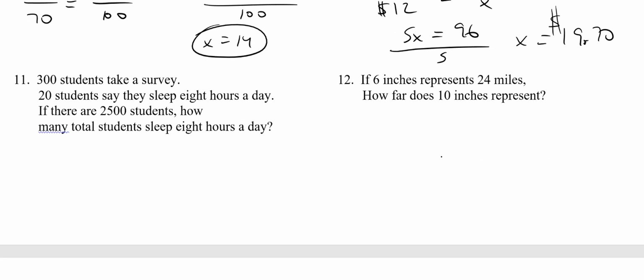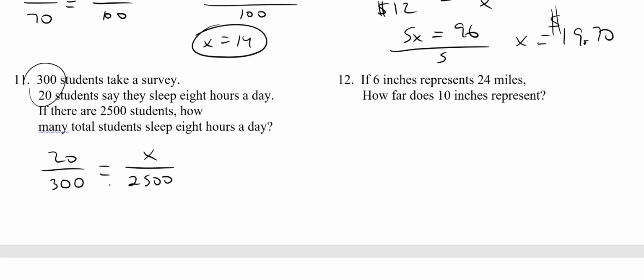300 students take a survey. 20 say they sleep 8 hours a day. If there are 2,500 students, how many total students sleep 8 hours a day? All right. So remember, here's one proportion here. 20 students sleep 8 hours a day out of 300. But now that number is 2,500. I want to know how many students sleep 8 hours a day out of 2,500.